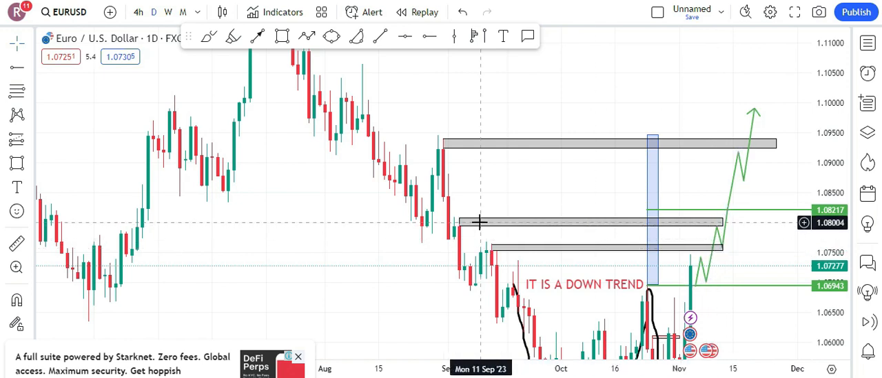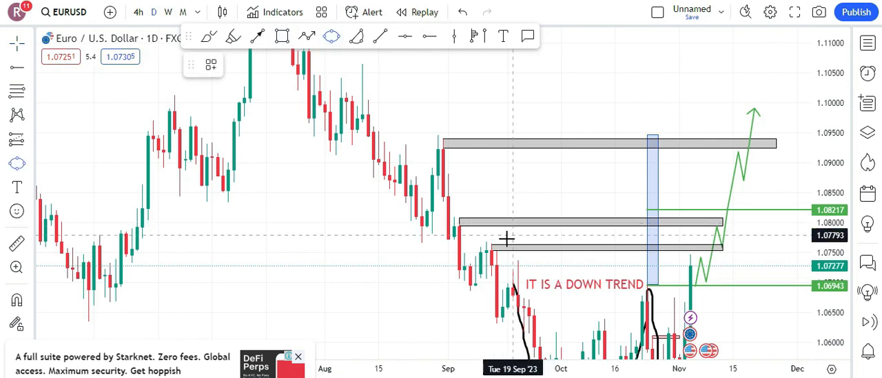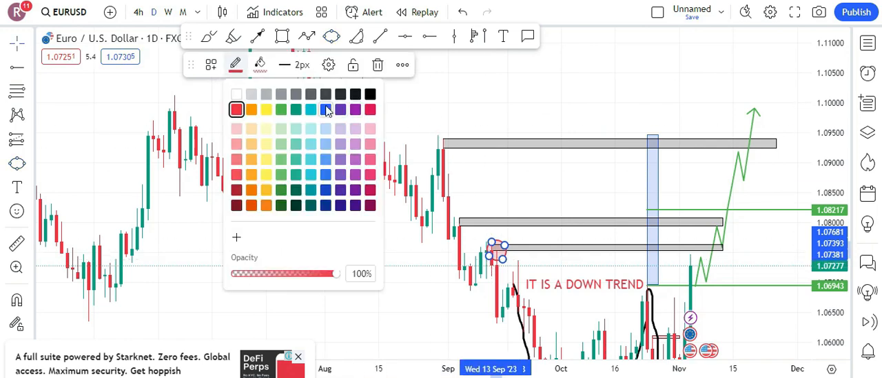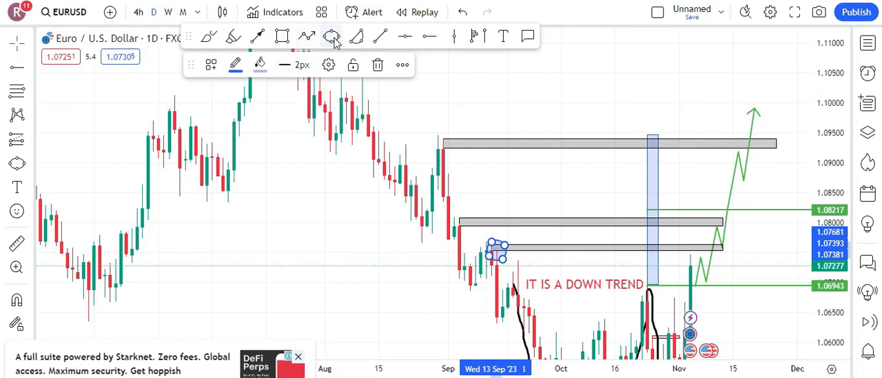But here let us see if we have this area. Let's put one by one, so we can visualize things very clearly. This is one in daily, and this is another zone in daily.